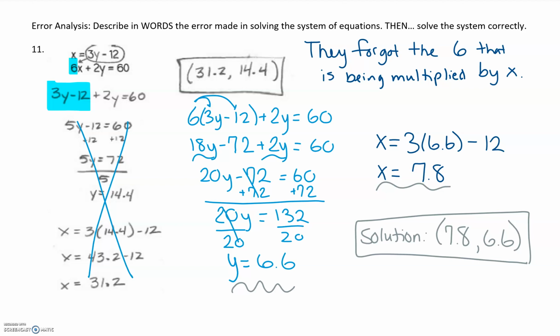And then you're going to see that I took that 6.6 and I plugged it back into the original first equation. That's over here. Okay, and I got that x is going to be 7.8. Therefore, the solution should be (7.8, 6.6). All right, make sure you do those 10 practice problems.